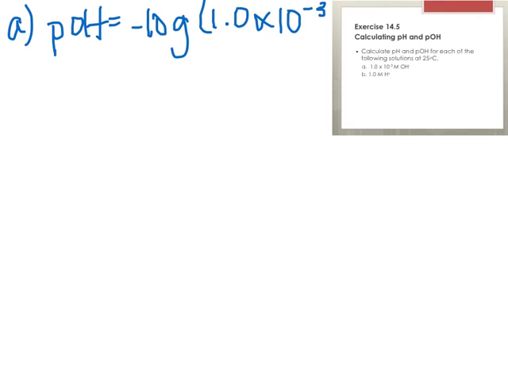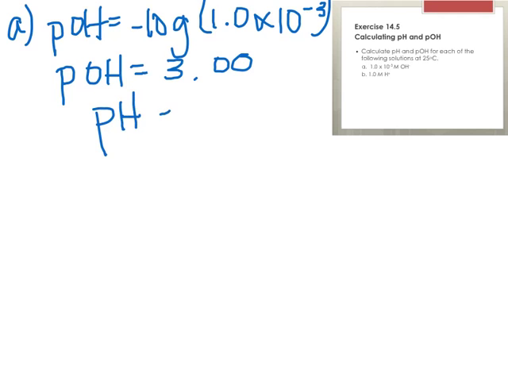So for part A, the pOH is equal to the negative log of 1.0 times 10 to the minus 3. You do that in your calculator and you should get that the answer is 3. So the pOH is, since there's 2 significant figures here in my concentration, I need 2 decimal places in my pOH. So it would be 3.00. pH plus pOH should equal 14. Okay? So that tells me that the pH is 11.